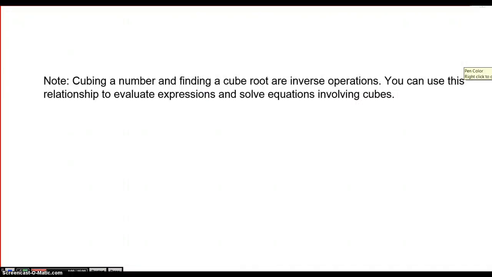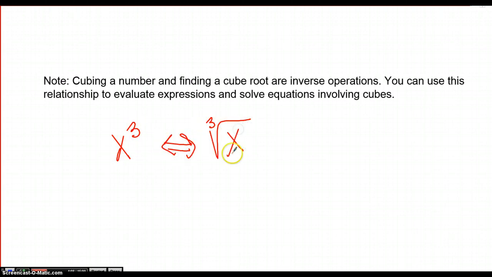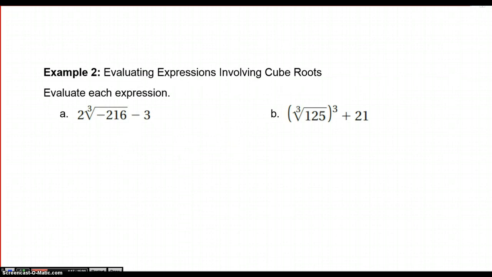Just like with square roots, cubing a number, so x cubed, has an inverse. The inverse operation would be finding the cube root of x. So just know if you have x cubed and you're trying to solve for x, you have to take the cube root of both sides. Here is example 2, evaluating expressions involving cube roots.